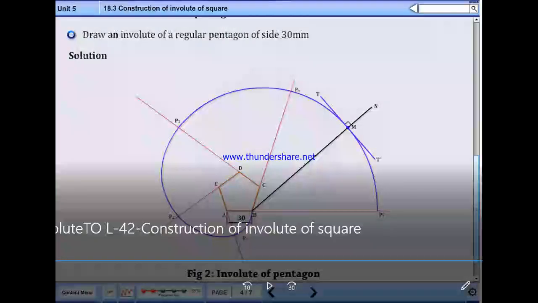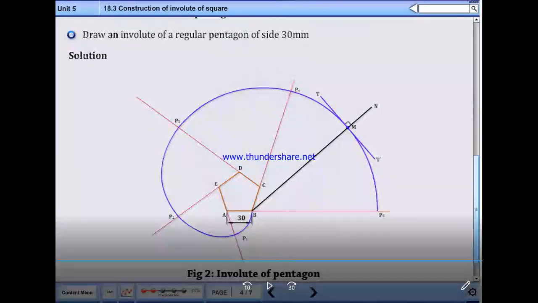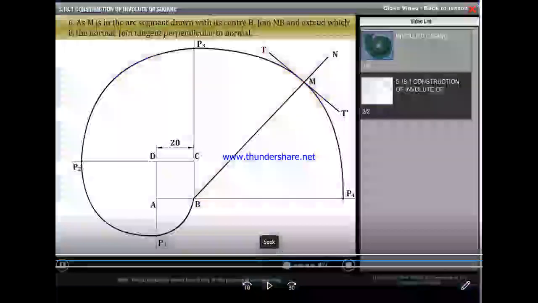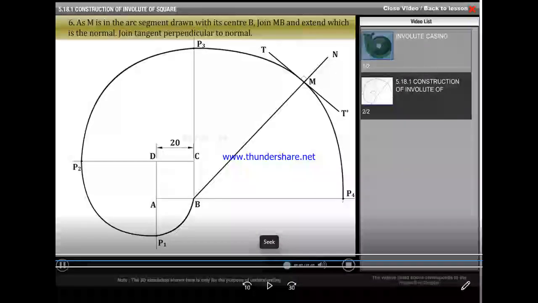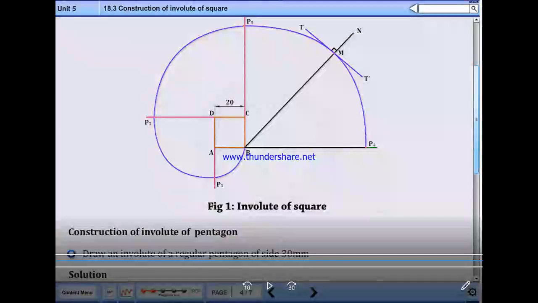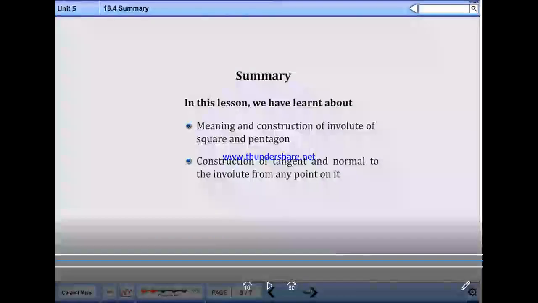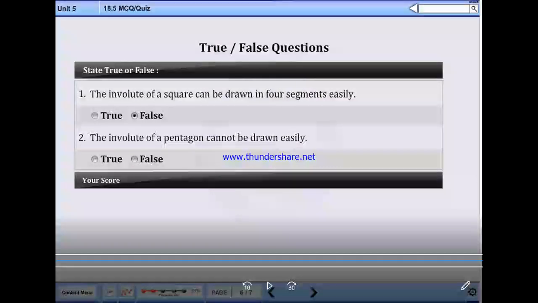Now first note down, and then find the true or false questions. The involute of square can be drawn in 4 segments easily. True. Involute of pentagon cannot be drawn easily. False, because you may draw this one also.